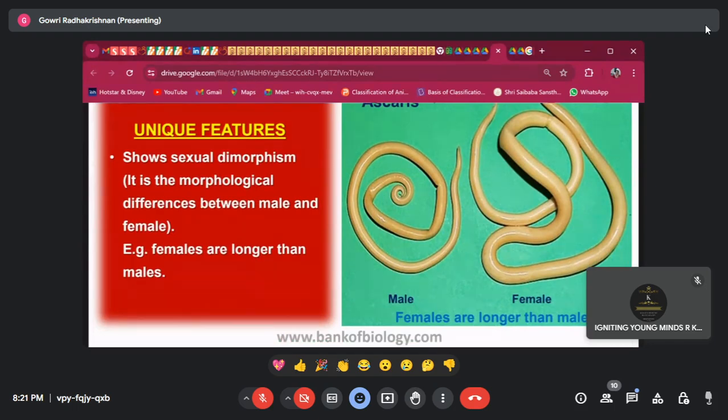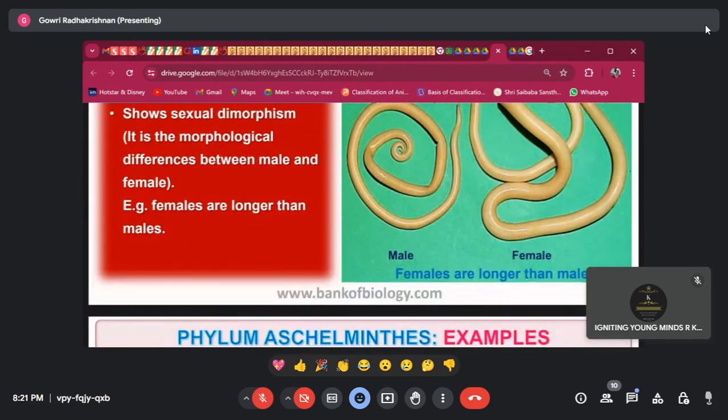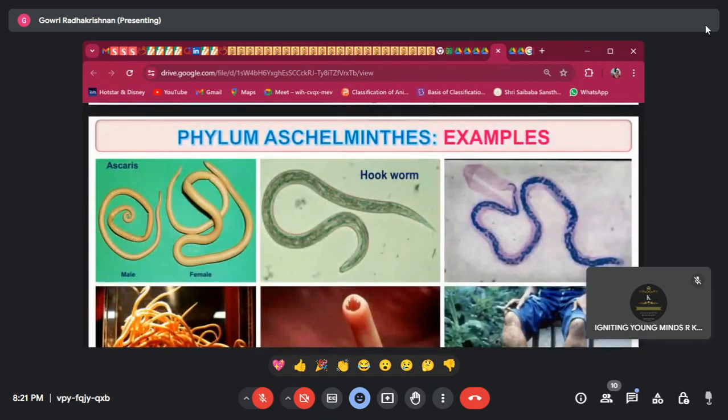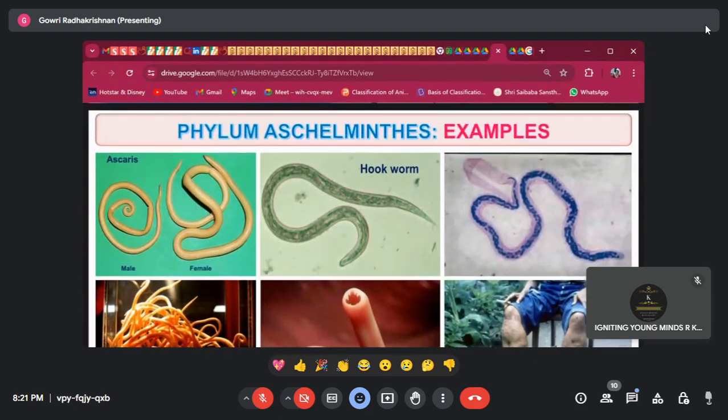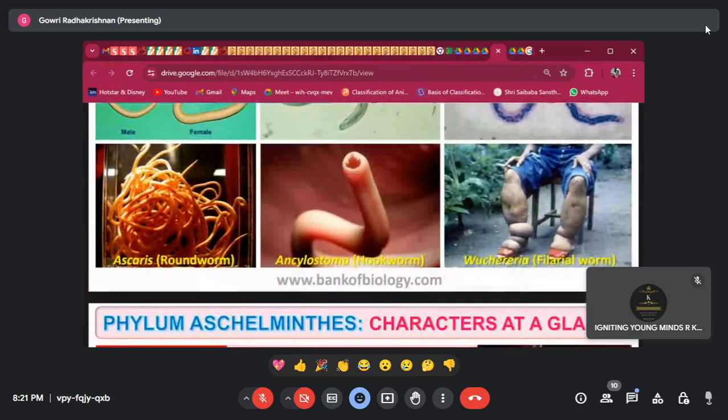And it shows sexual dimorphism. Sexual dimorphism is not only they are dioecious, but they also exhibit dimorphism. That means the male and female, you can identify between them. Male are smaller and female are longer than male. They are different to look at. All right. Some Aschelminthes examples: Ascaris, hookworms, then filarial worms, roundworms.